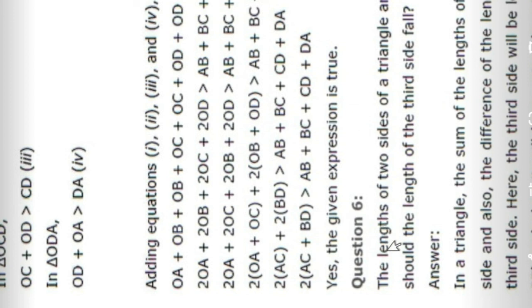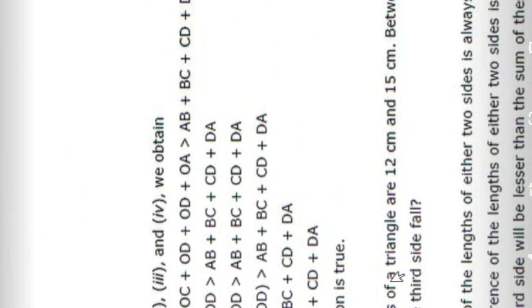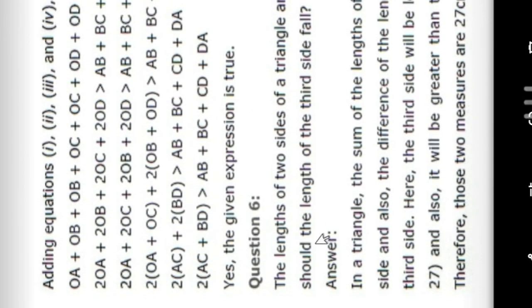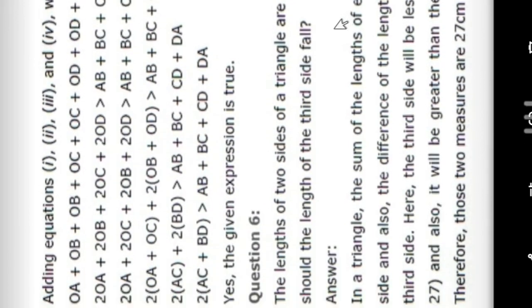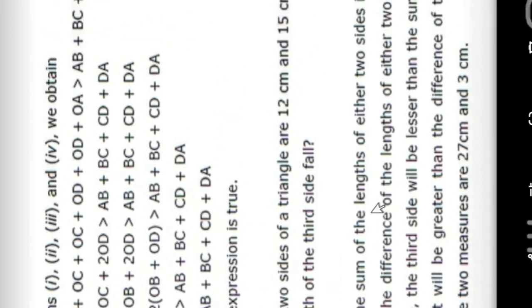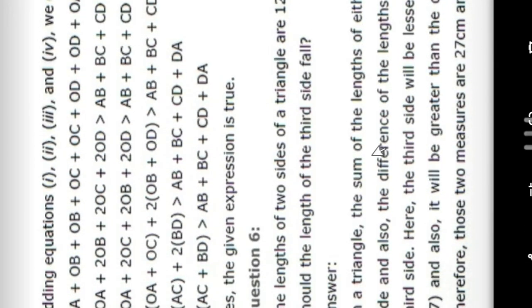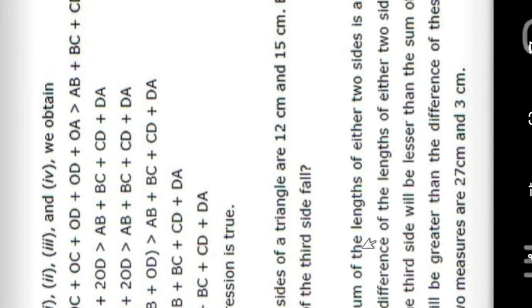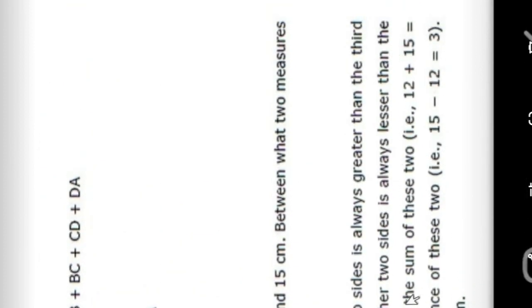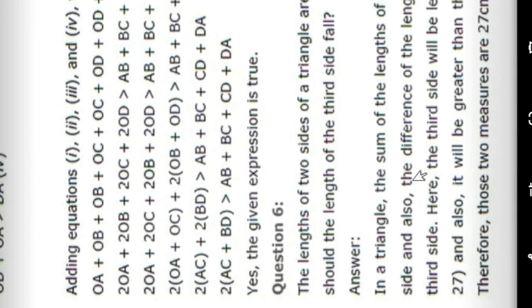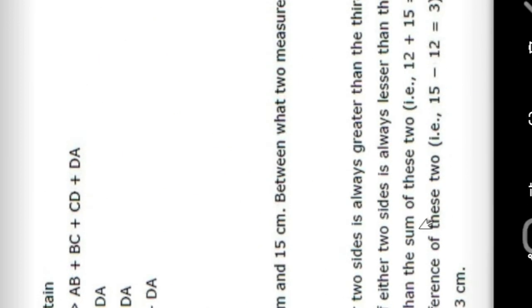Now question number 6. The lengths of 2 sides of a triangle are 12 cm and 15 cm. Between what 2 measures should the length of the third side fall? So 2 measurements are given, 12 cm and 15 cm. Now in a triangle, the sum of the length of either 2 sides is always greater than the third side, that we have studied. And also the difference of the length of either 2 sides is always lesser than the third side, and so here the third side will be lesser than the sum of these 2 sides.